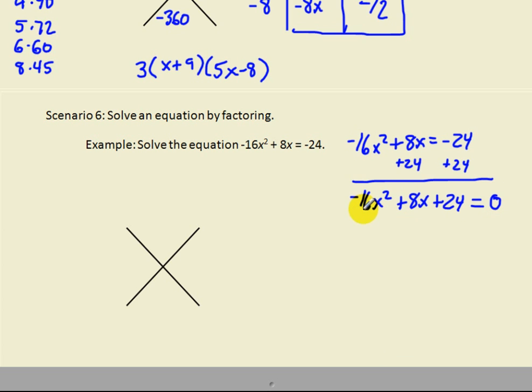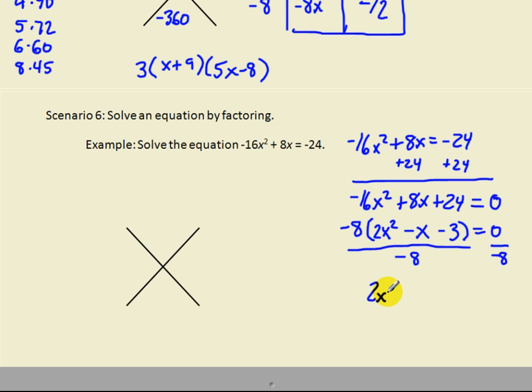Well, now notice 8 will go into all three of these terms. So we can factor out an 8, and we want this leading coefficient to be positive, so I'm going to factor out a negative 8. So negative 16x squared divided by negative 8 gives us a positive 2x squared, and then we get negative x, and then 24 divided by negative 8, negative 3. Alright, and now we can divide each side by negative 8. So now we get a nice simple trinomial of 2x squared minus x minus 3, and 0 divided by negative 8 is still 0. Okay, so now we can try to factor this out.